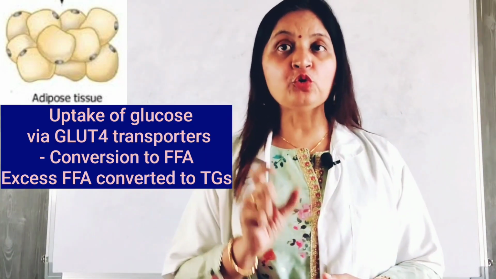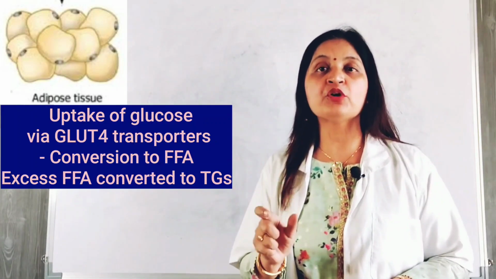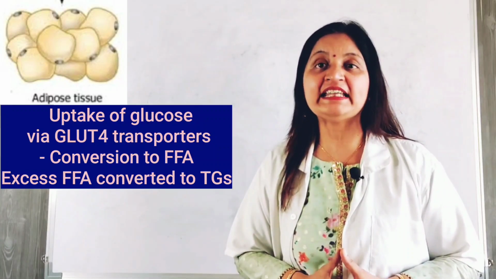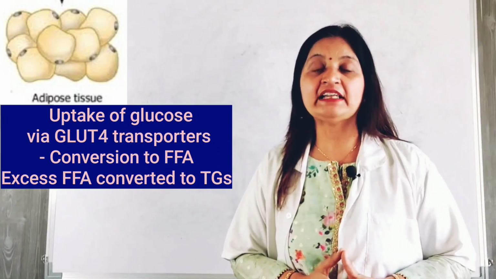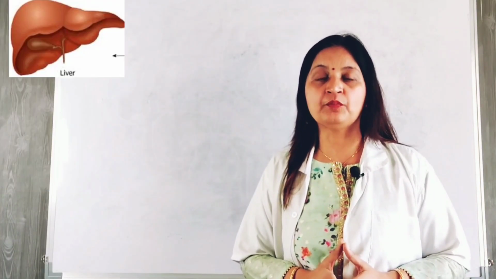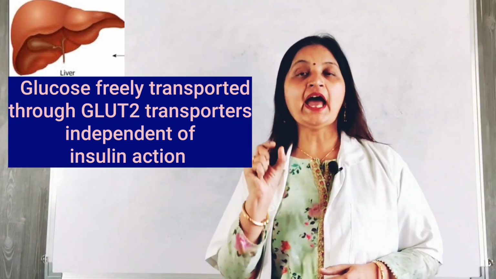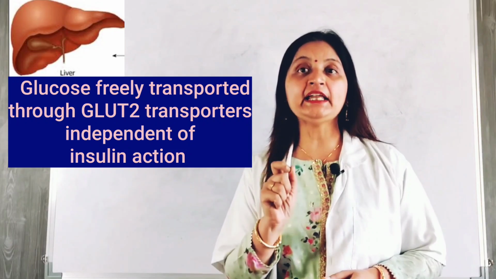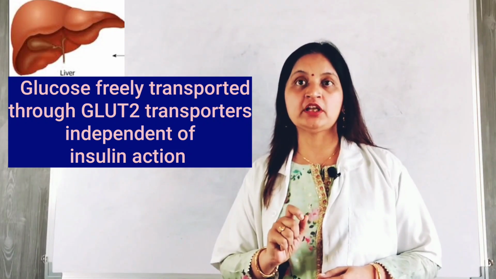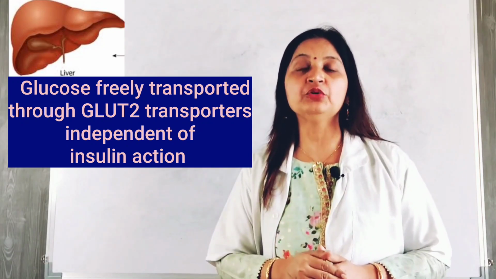In the adipose tissue, insulin facilitates the uptake of glucose through the GLUT4 transporters, and the glucose in the adipose tissue is converted to free fatty acids, and excess free fatty acids are stored as triglycerides in the adipose tissue. So now coming to the liver, the glucose transporters that are expressed in the liver are GLUT2, and GLUT2 transporters are independent of insulin action. So insulin does not facilitate transport of glucose into the liver.